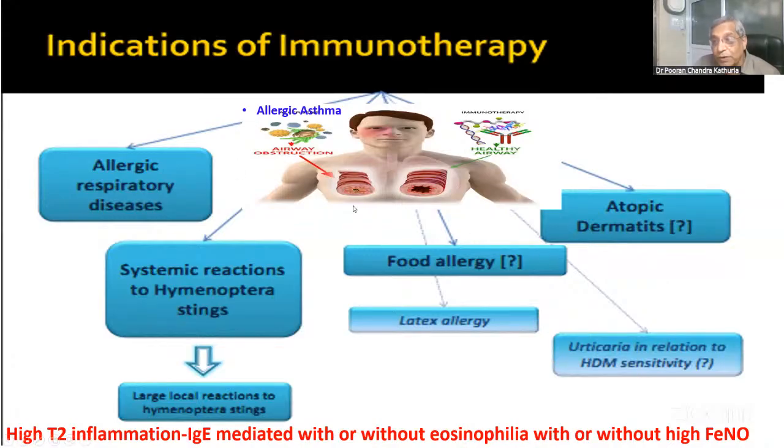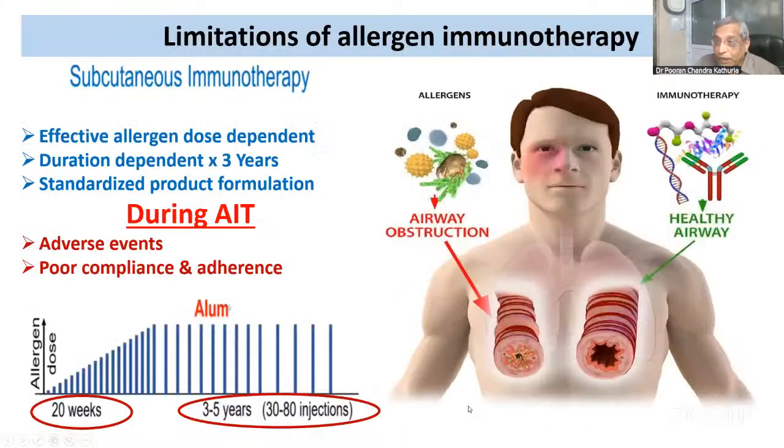In allergic asthma, there is no question of allergen immunotherapy. It is highly indicated in high T2 inflammation, IgE mediated, with or without eosinophilia or with or without high FeNO. But if you start allergen immunotherapy, it is a complex journey of 3 years. It is effective allergen dose dependent. It is duration dependent, for a minimum period of 3 years, and it needs standardized product formulation.